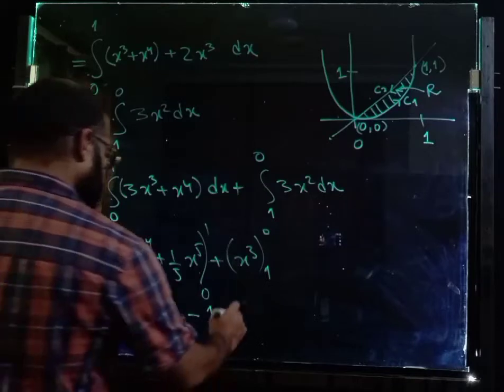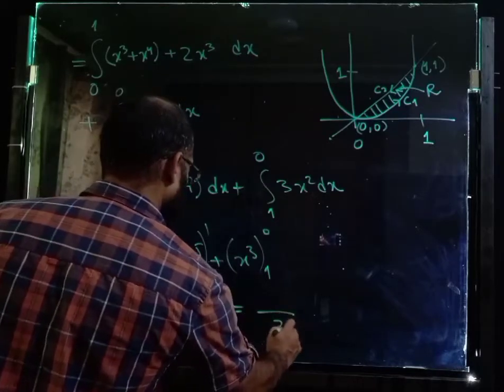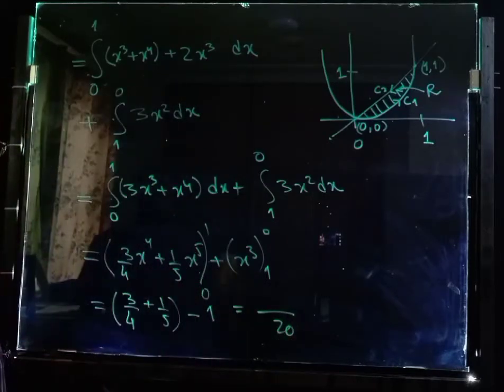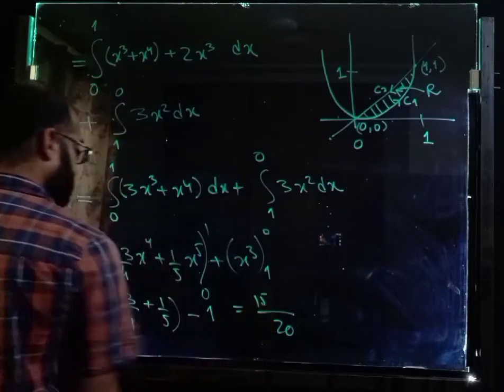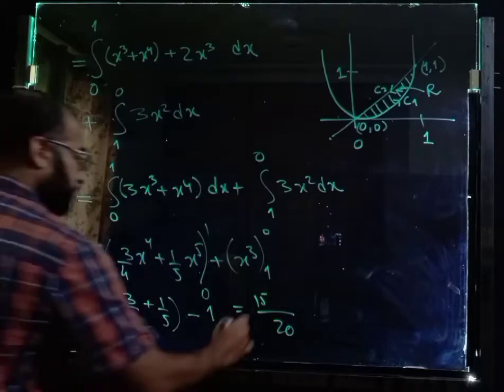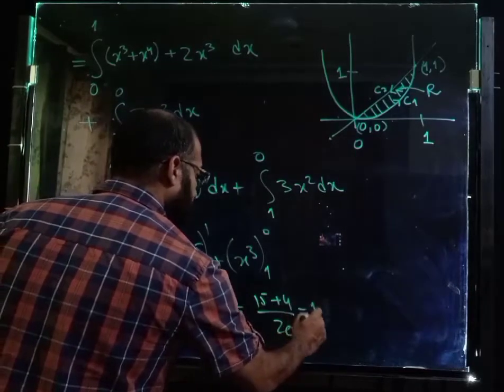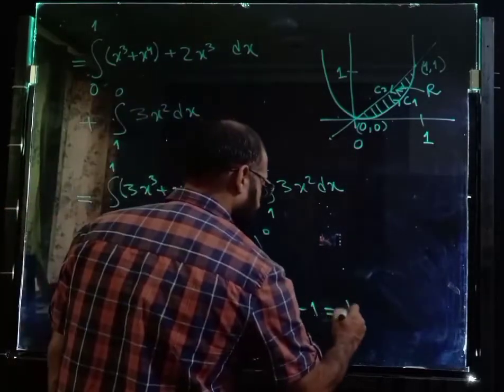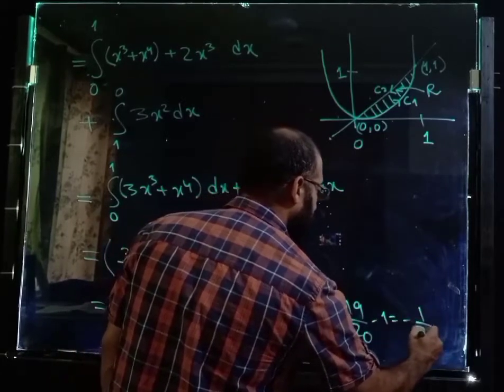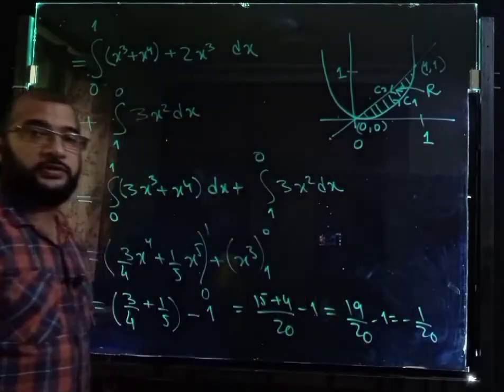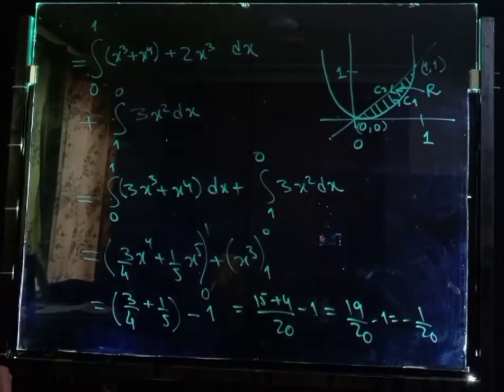So I can write here 20, 15, plus 4 minus 1, which is 19 by 20 minus 1, which is minus 1 by 20. This is the left hand side. Now we try to find the right hand side for the region R.